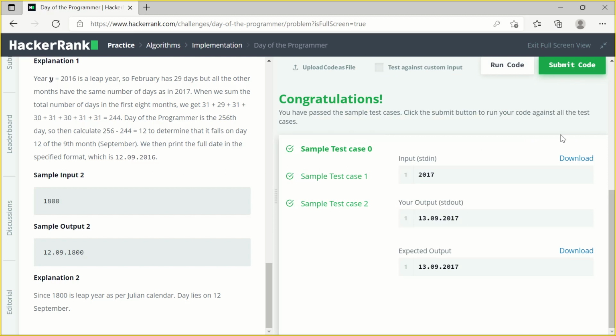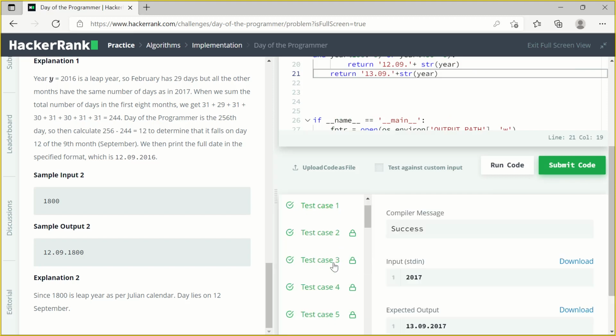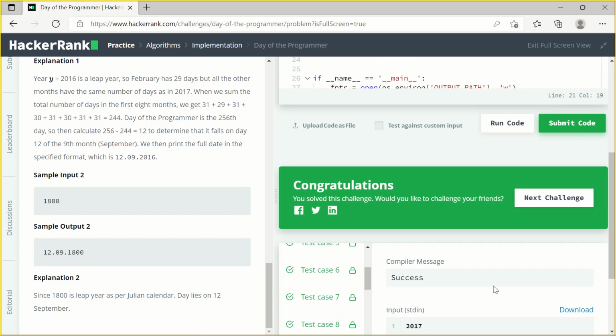So these sample test cases have passed. Let's submit the code. So now all these test cases for the problem statement are successful.